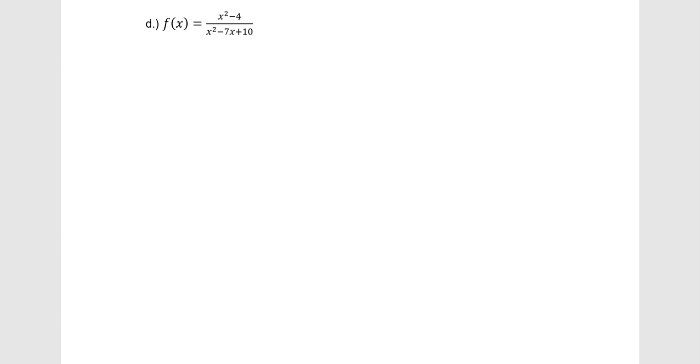Okay, so a couple more here. So x squared minus 4 over x squared minus 7x plus 10. First, let's factor this. The numerator is a difference of squares, which factors to x plus 2 times x minus 2.